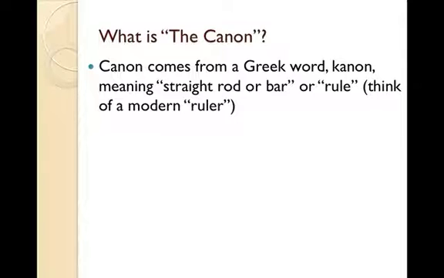Well, let's think about first what the word canon means. A canon comes from a Greek word, canon, meaning a straight rod or bar or rule. So think of a modern ruler, in a sense like a yardstick is a ruler. So a canon, in terms of the Bible, is some sort of standard by which we measure whether a particular book should be included in the Bible or should be excluded.